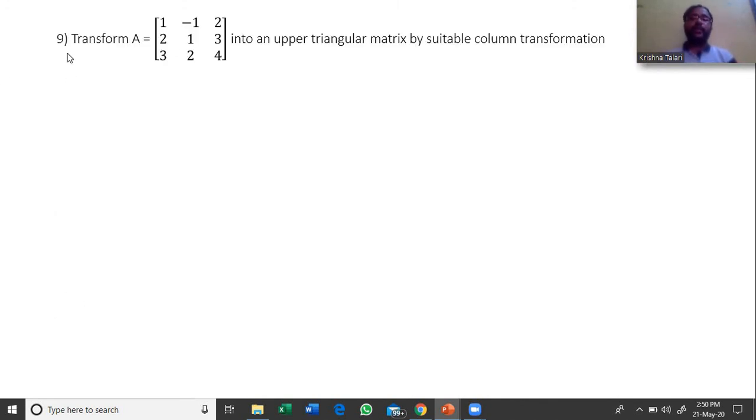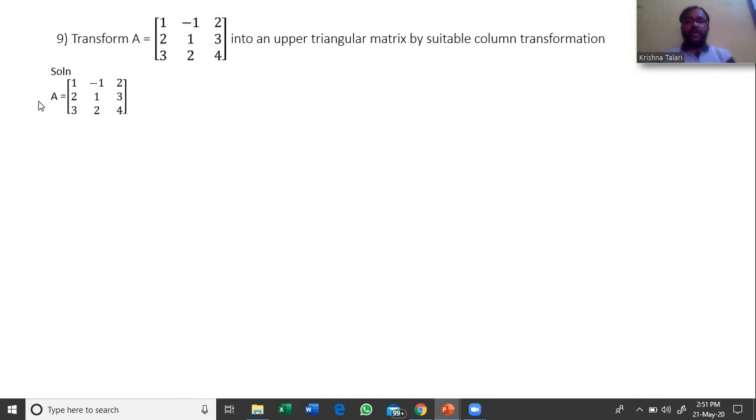Now, in your 9th question, they have told you we need to convert this matrix into upper triangular matrix by suitable column transformation. Once again, I am saying please read your questions properly. Now, when I say upper triangular matrix, see this 2, 2, 3. You see these 3 elements, they are forming a triangle on the lower side. So we need to convert these 3 numbers into 0 by using your column transform.